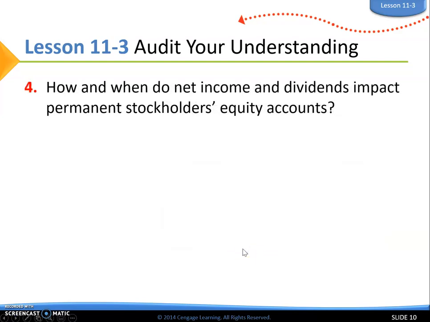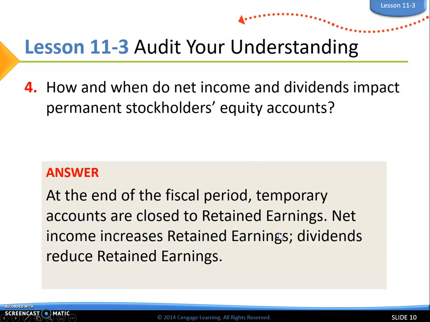Number 4, how and when do net income and dividends impact permanent stockholders' equity accounts? At the end of the fiscal period, our temporary accounts are going to be closed into our retained earnings. Net income, if we make a net income, is going to increase our retained earnings. Dividends is going to end up reducing our retained earnings because we're paying out those dividends.